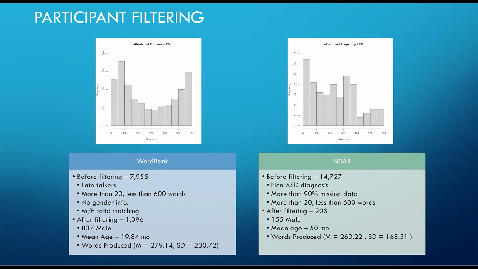As for our ASD group, we started with just under 15,000 individuals and filtered out kids based on a non-ASD diagnosis, missing data, and the same vocabulary cutoffs as in the TD group. For our analysis, we had 203 individuals with ASD, with 155 being male, the mean age of 50 months, and the mean words produced at around 260.